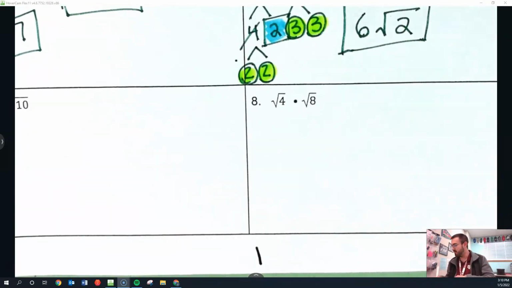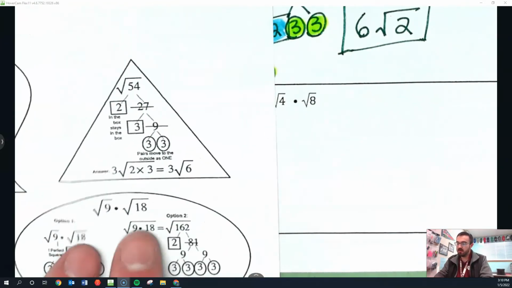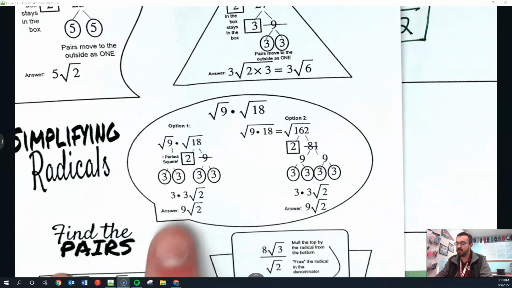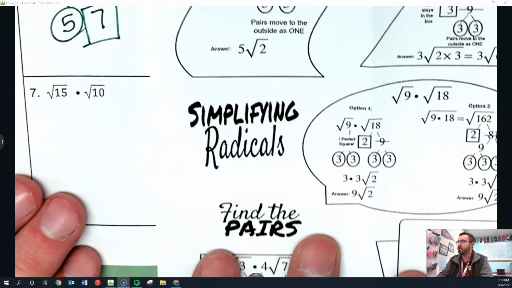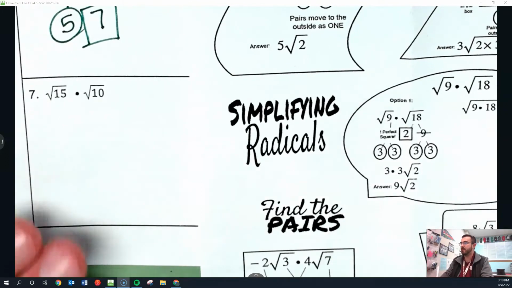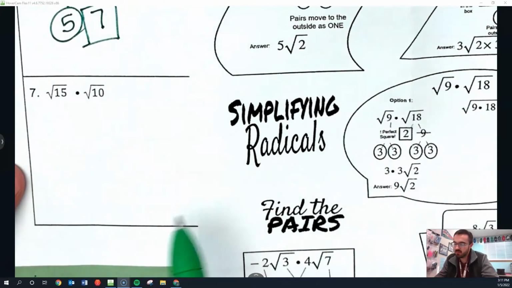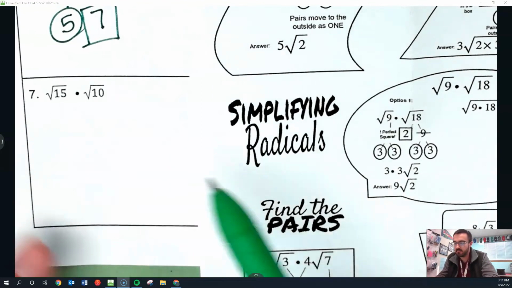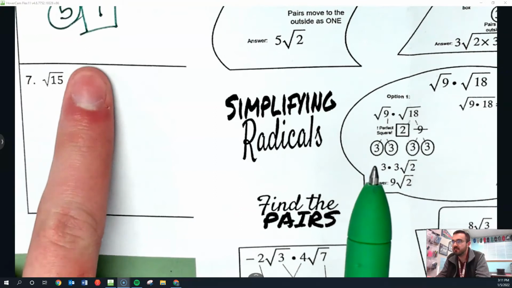So number 7, we're going to start using some different things. We got a couple different options according to our cheat sheet here. I'm going to teach option 1 first. In this problem, we are multiplying 2 radicals together. Option 1 would basically have us break down 15 and then break down 10.